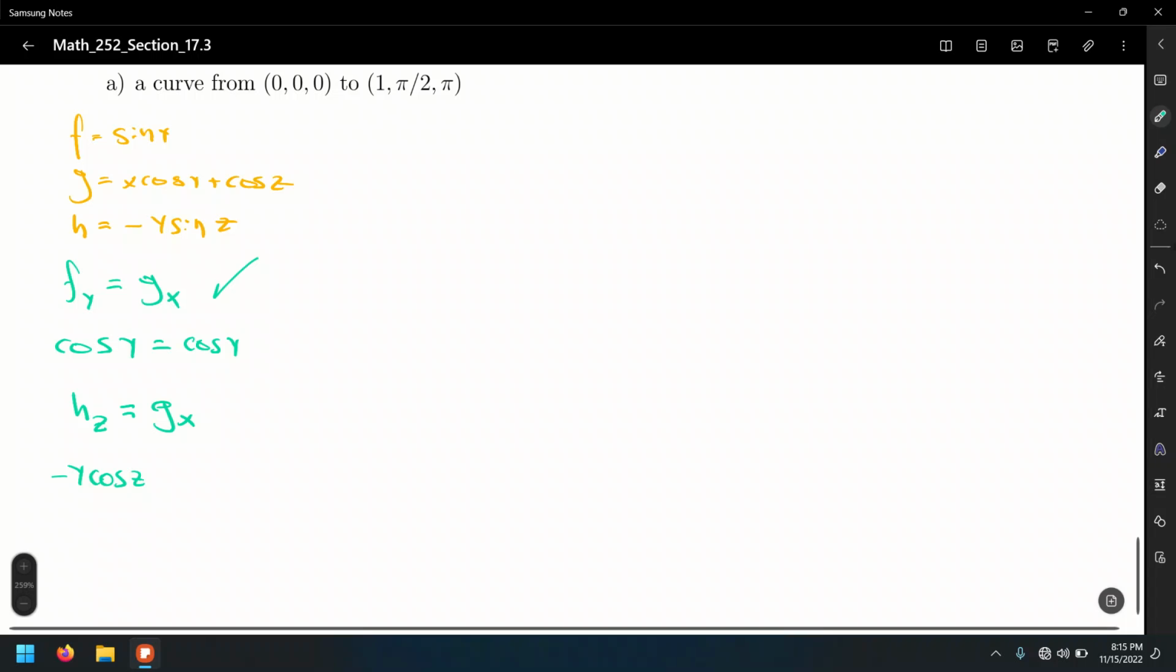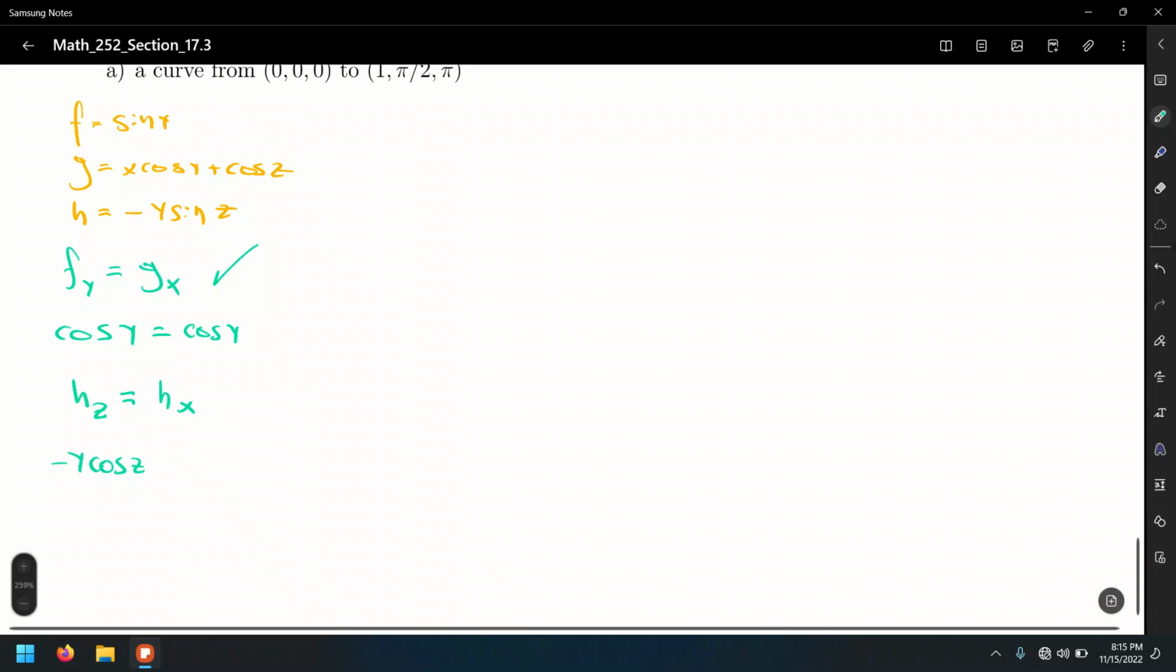While the partial of g with respect to x, is that with respect to x again? No, I think, no, that should have been h with respect to x. All right, h, not g. We already did that one. Yes, I was looking at my notes, I looked at the wrong spot. So h with respect to x. So yes, well, hold on.